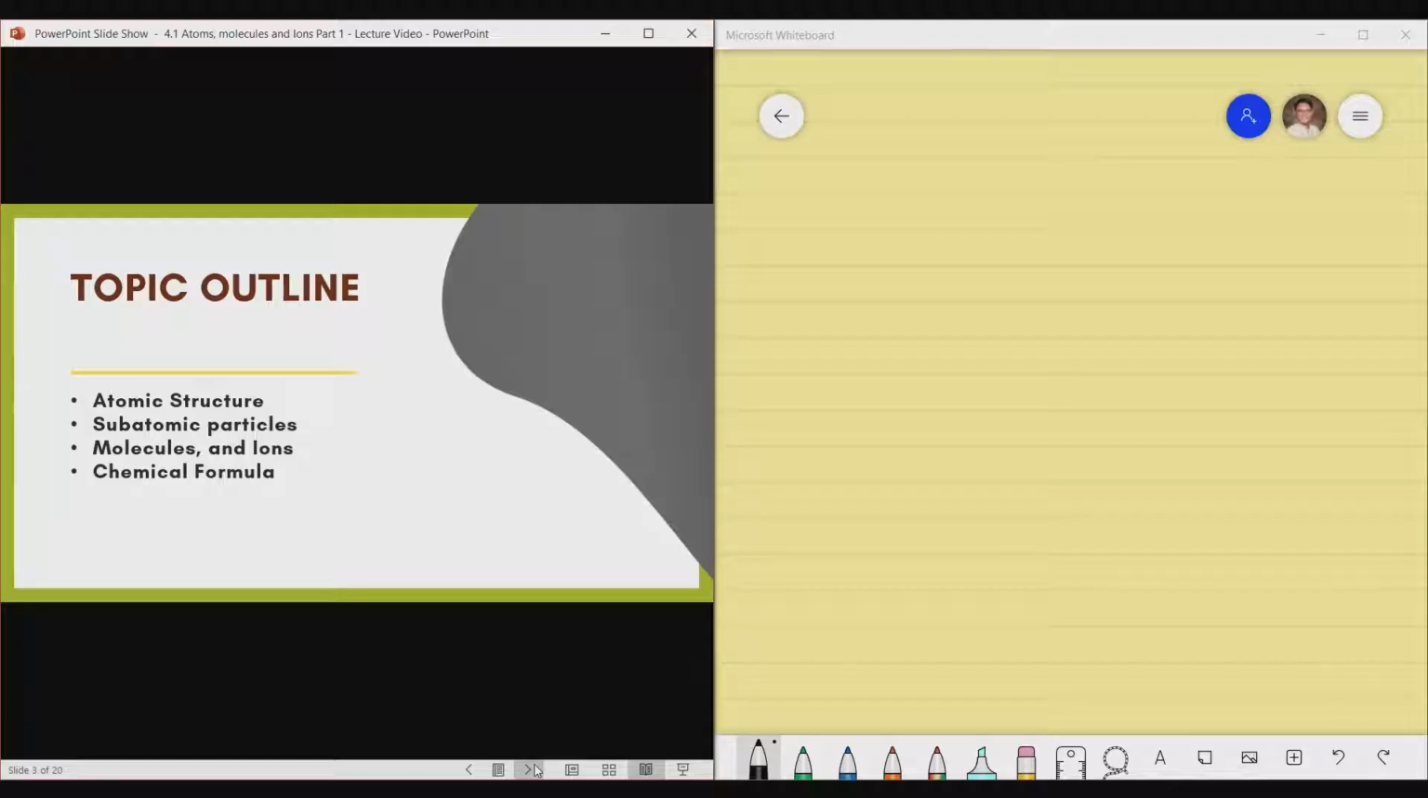Topic outline. First thing is we need to identify or study what atomic structure is. Second is the subatomic particles of the atom. Third is the definition and technicalities for molecules and ions, and then chemical formula.